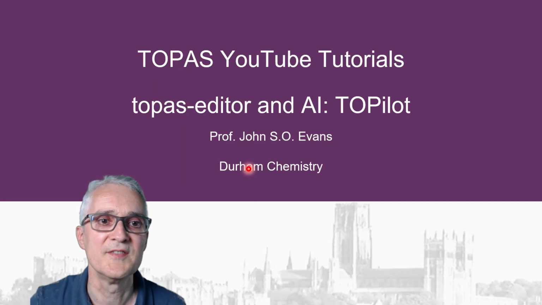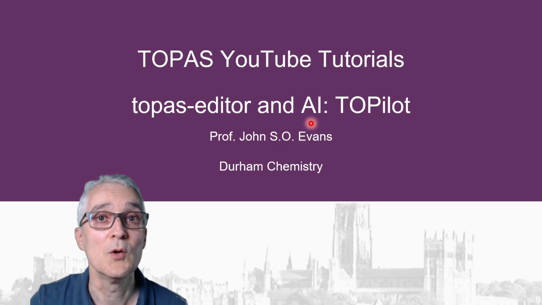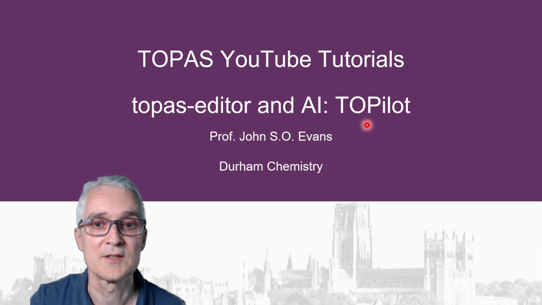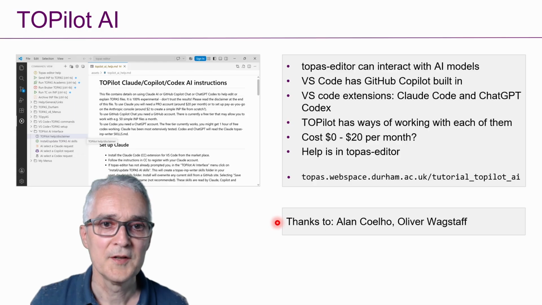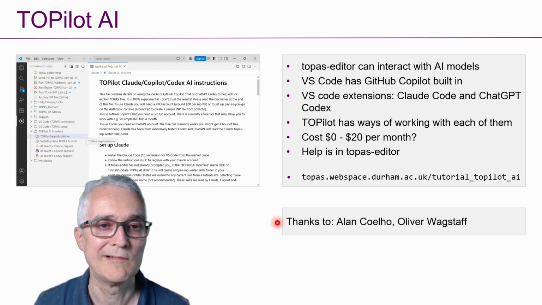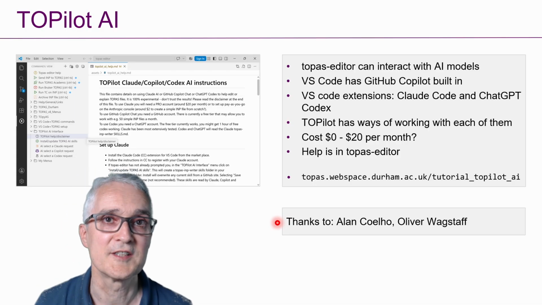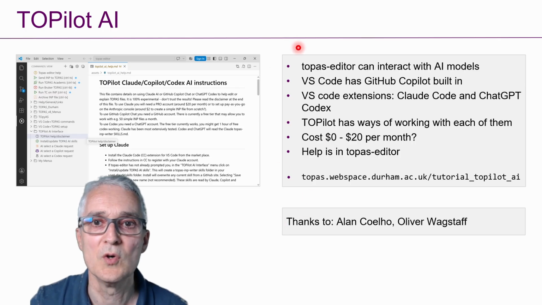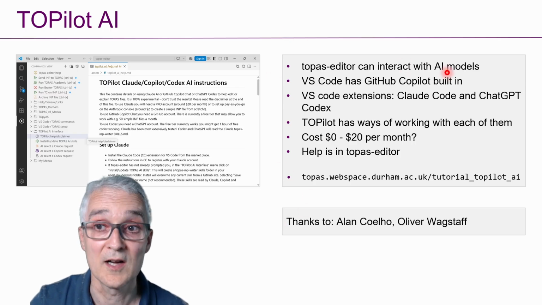Hi, welcome back to another Topaz related video. What I want to do in this video is tell you a little bit how you can use some of the latest AI models to work with input files in Topaz Editor. And that's what we're calling the TOPilot way of working. So I think I said in the very first tutorial about VS Code, one of the nice things about VS Code, and one of the reasons why it's a good editor to use with Topaz, is it's naturally set up to work with some of the modern AI models.